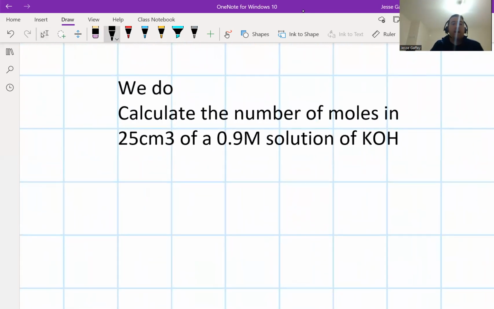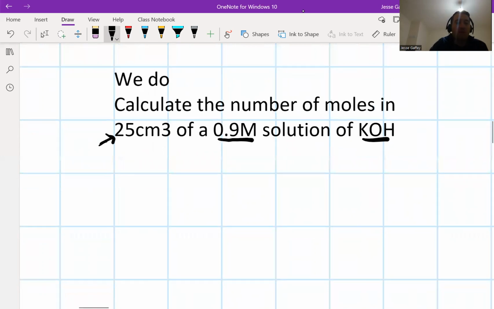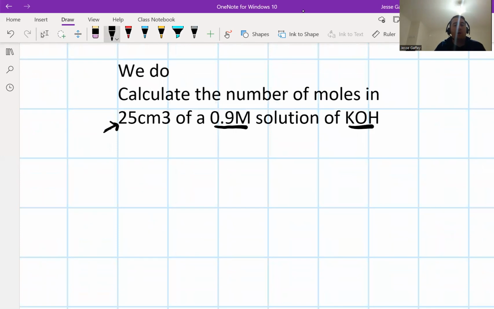Okay, right, and this time you have one extra step to do because this is not in liters yet. Okay, so it says calculate the number of moles if you have a 0.9 molar solution, which we know means 0.9 moles per liter, and the solution is KOH, and we have 25 cm cubed of it, so we need that to be in liters. Okay, so what I want you to do is pause the video and plan out your problem. What are we trying to do?